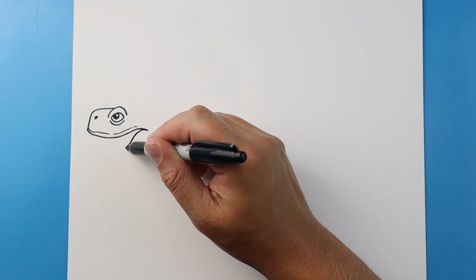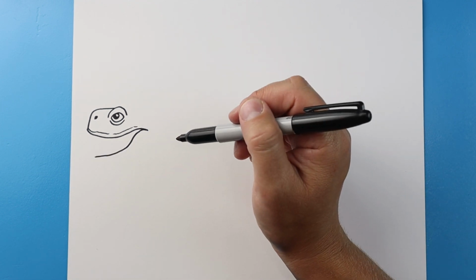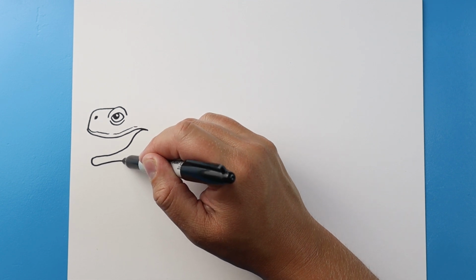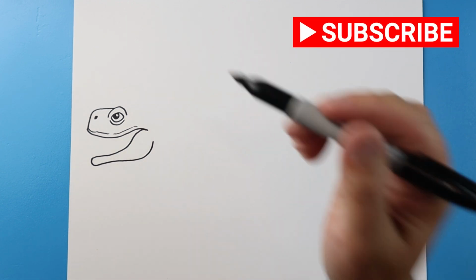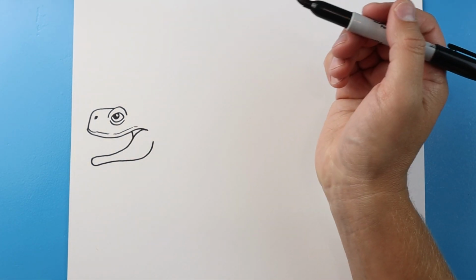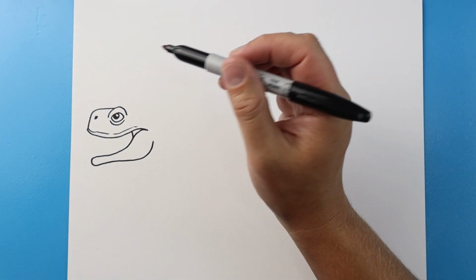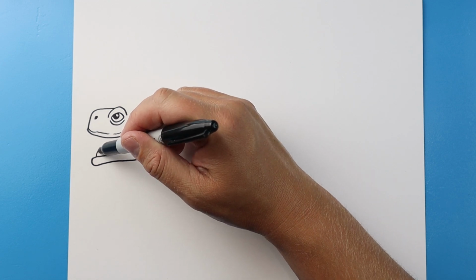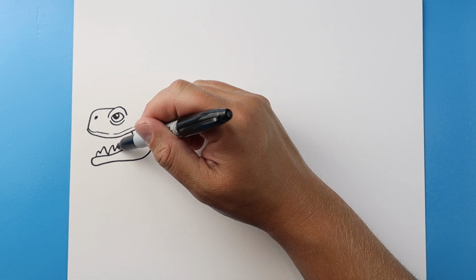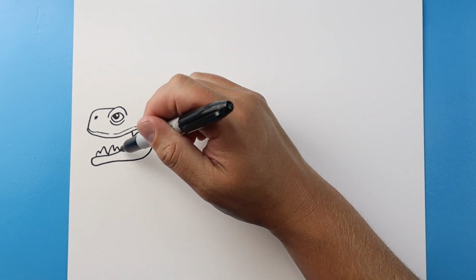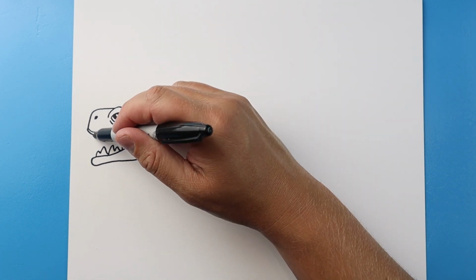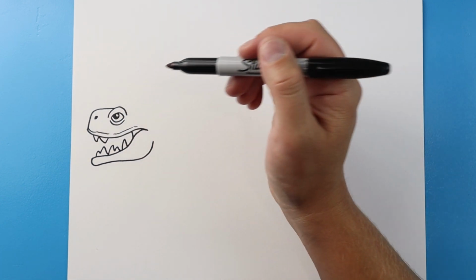Next, let's curve this line down and out to here. I'm going to curve this line around and bring it up to here. Make a line down here. Then I'm going to make 2 points here for some teeth, and then 2 more points here. We'll do another big one back here. Then I'm going to make a couple teeth right up here.